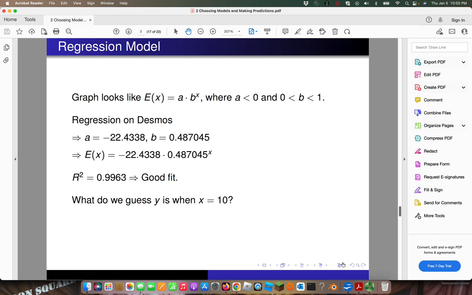What happens to our y value when x equals 10? Well, we can't get an exact value. That would be too much to expect. But our best guess based upon our data and the regression model that we're using is we put in x equals 10. We figure out what f of x is at x equals 10. That's going to be our y value. So that's f of 10. When we plug in x equals 10, we get negative 22.4338 times 0.487045 to the 10th power. And when we compute that, we get negative 0.01685. And that's our best guess for our y value at x equals 10.